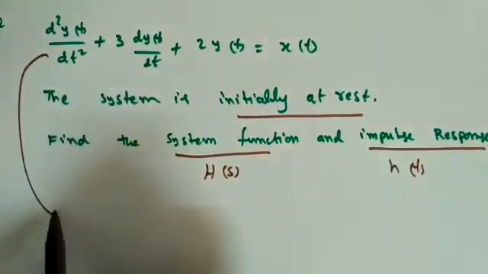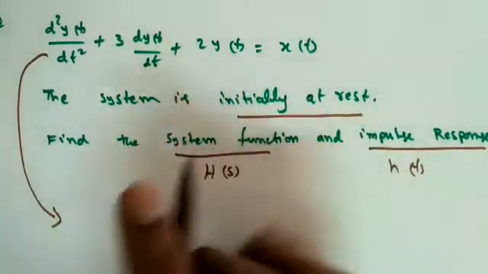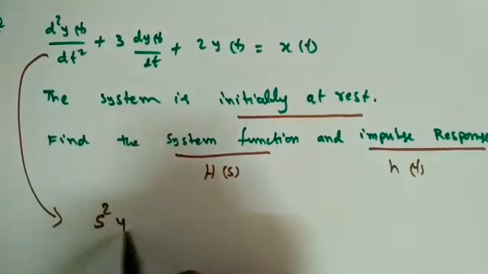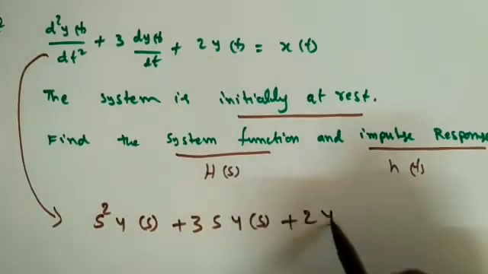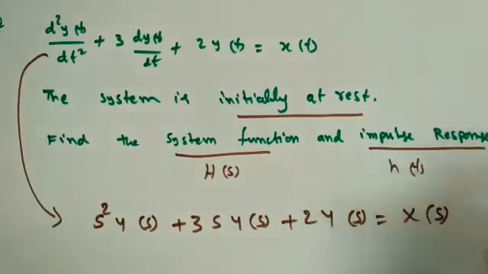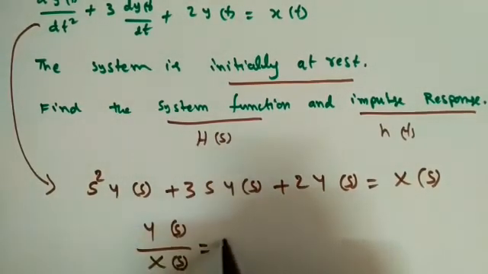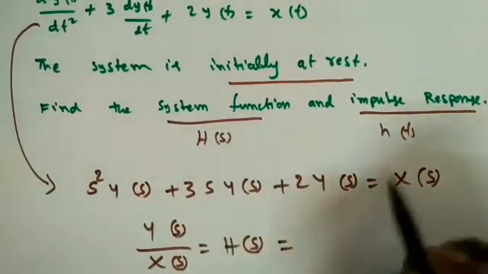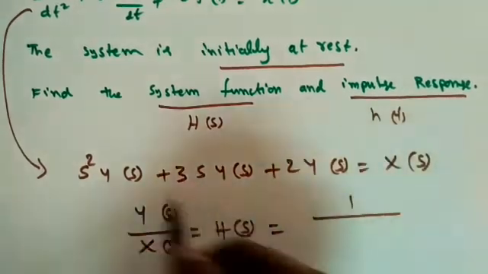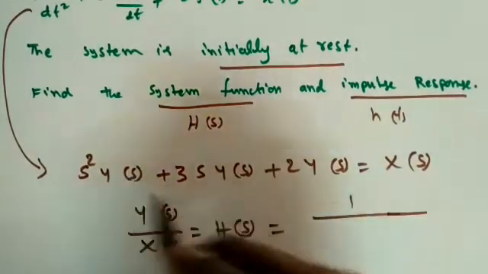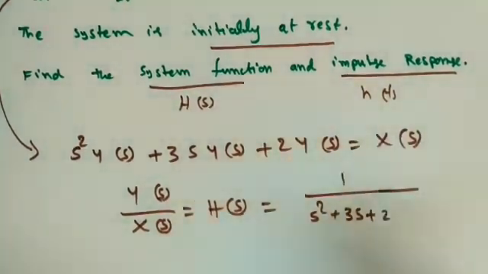Now, initially at rest means the unilateral as well as the bilateral Laplace transform will be the same. So directly it will become s square Y of s plus 3s Y of s plus 2 Y of s is equal to X of s. Now, what is the output by input? It is nothing but H of s, which is 1 by the coefficients of Y of s, that is s square plus 3s plus 2, right? This is the system function.